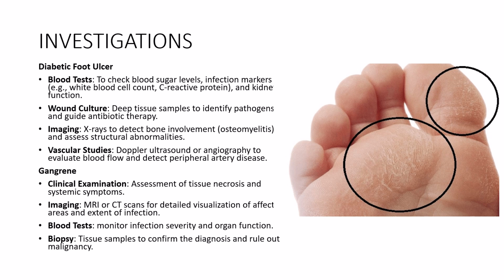Then we go for the vascular studies. How do we do the vascular studies? We either go for Doppler ultrasound or we go for the angiogram. This helps us to evaluate the blood flow and detect peripheral artery disease.